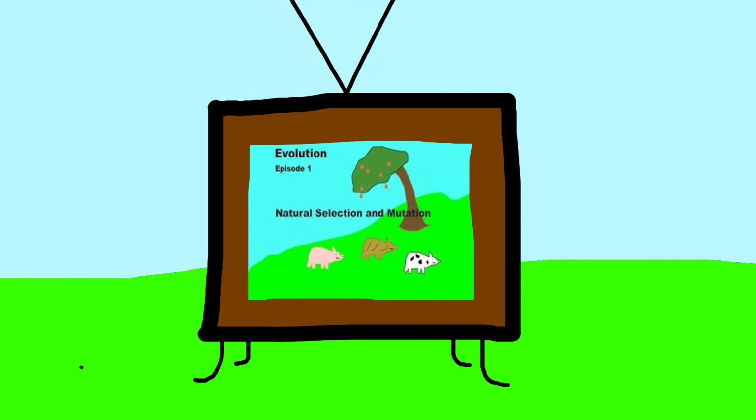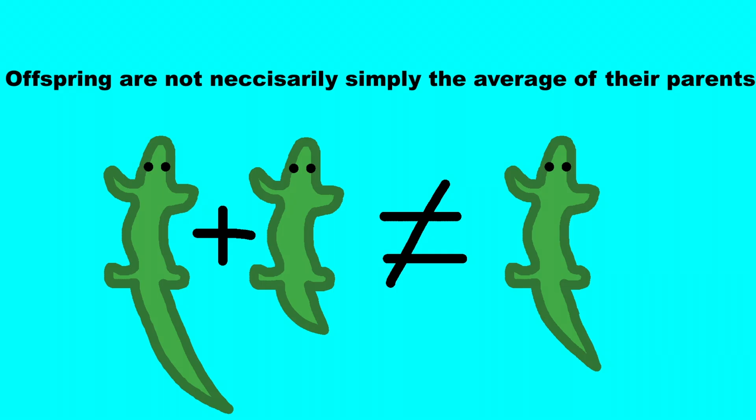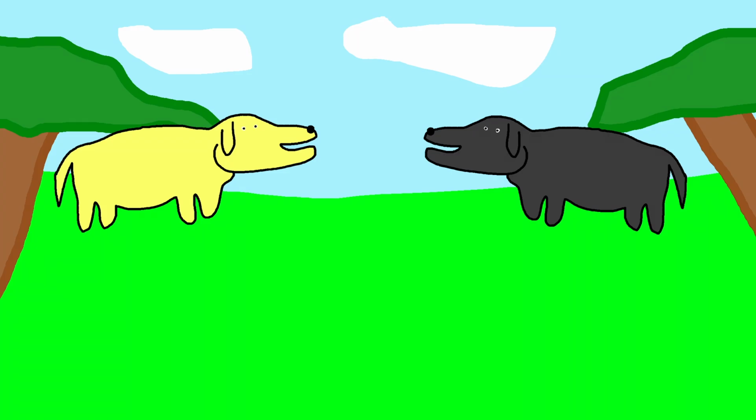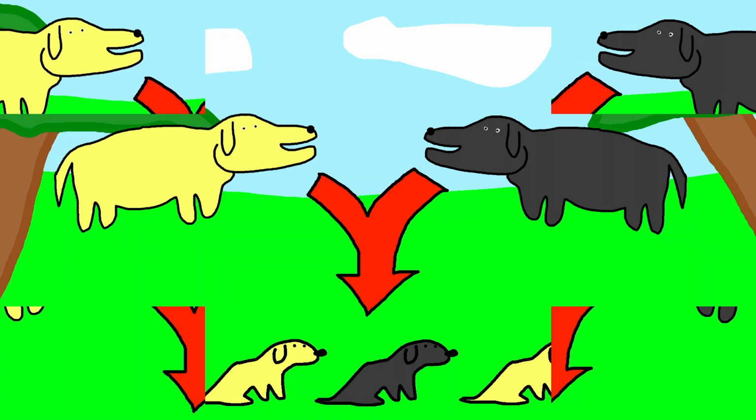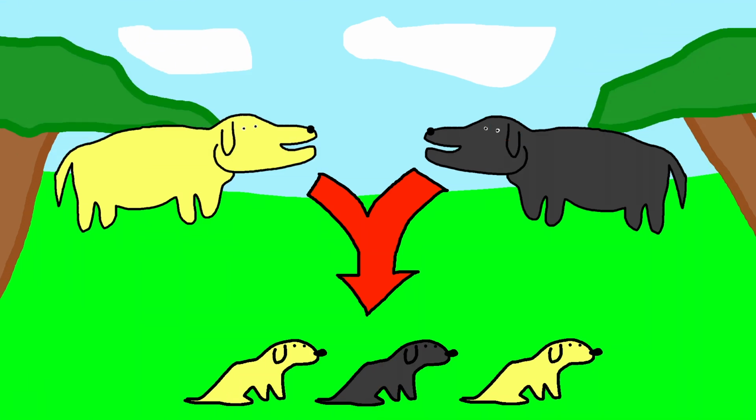In the first episode, we discussed how children tend to inherit the traits of their parents. And this is true. But it's not simply that children are, say, the average of their parents. For example, if you have a black Labrador Retriever and a yellow one, when you breed them, you don't simply get a dark yellow Labrador Retriever. You get either a black one or a yellow one. And there's actually a system to work out and predict this inheritance.